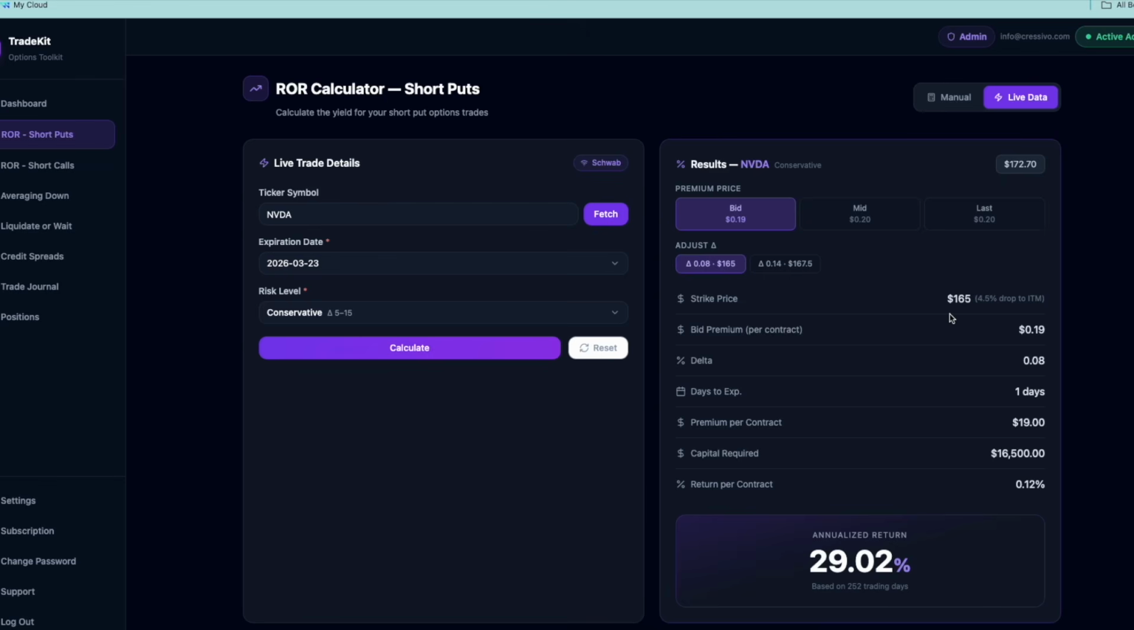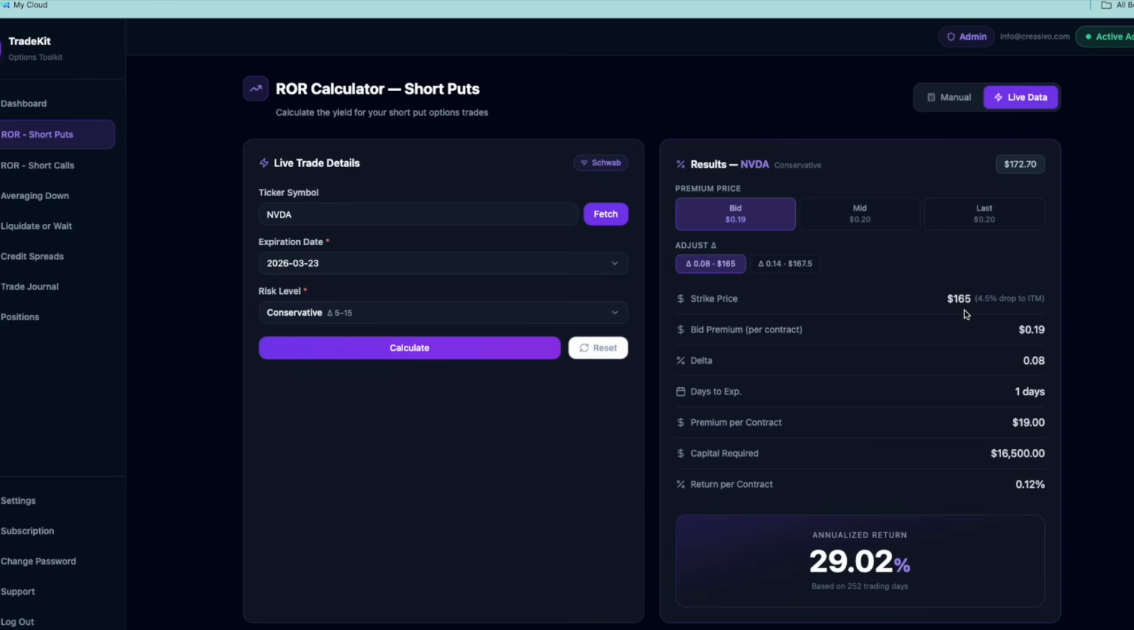So it tells us a couple things on this page. Right now, NVIDIA is trading at 172.70. And if I wanted to sell an 8 delta put, what that means is there's approximately an 8% likelihood the price of NVIDIA would fall from where it is now, 172.70, below 165 before Monday, end of day. Not very likely. In fact, it would have to drop about 4.5%, as we can see here.